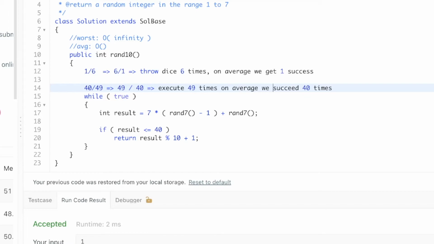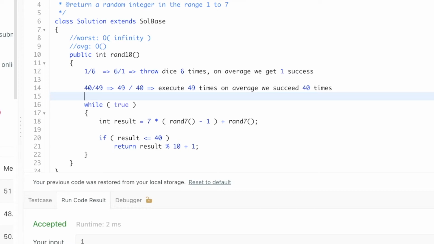We succeed 40 times. Okay, and each of these 40 times, we're making 2 calls, but we'll get to that. So we're making 2 calls on each of these 40 times. So we're saying on average, we're going to make 2 calls to whatever this comes out to.